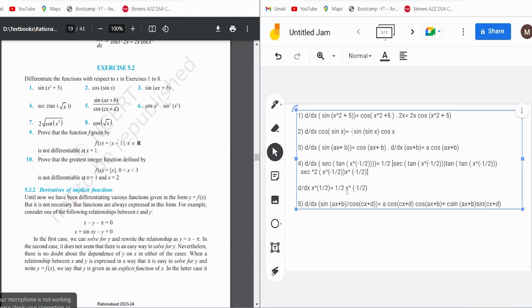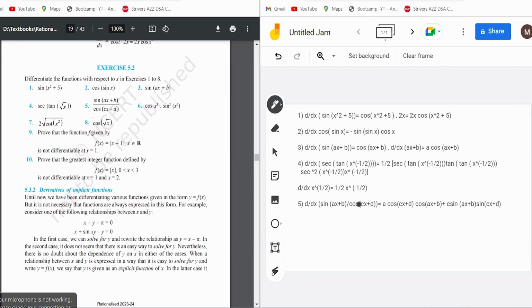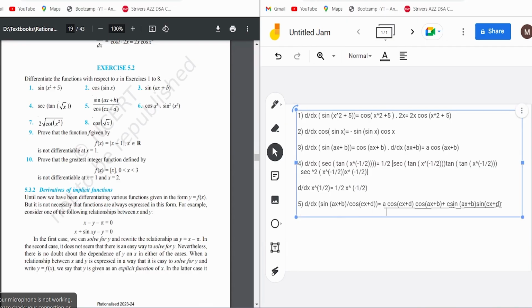So this is the numerator and upon denominator. So let me write upon this, cx plus d whole square, cos of cx plus d square. Okay. So this is the differentiation of this thing. I've done nothing. I've just used the quotient rule. Okay. So I hope you understood it. Let's move to the next question.